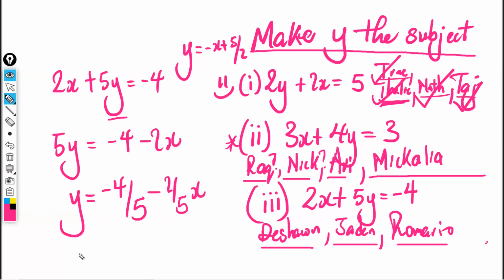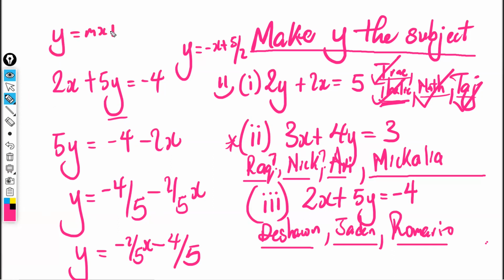So this is what you should get, guys. And then if you write it in the form y is equal to mx plus c, you should get negative 2 over 5x minus 4 over 5. And that's in the same form y is equal to mx plus c.